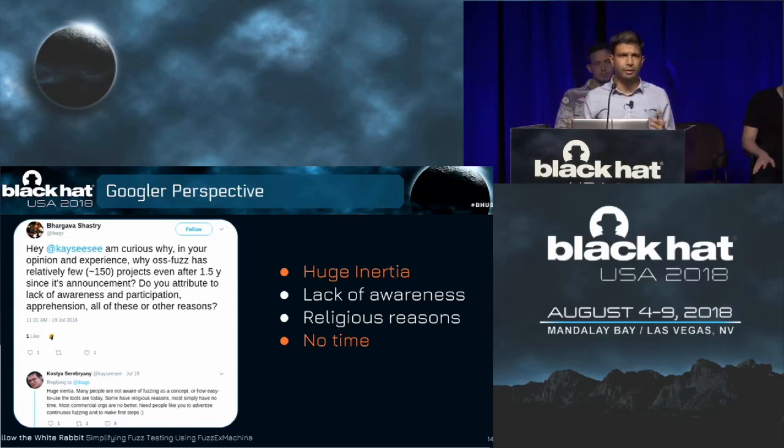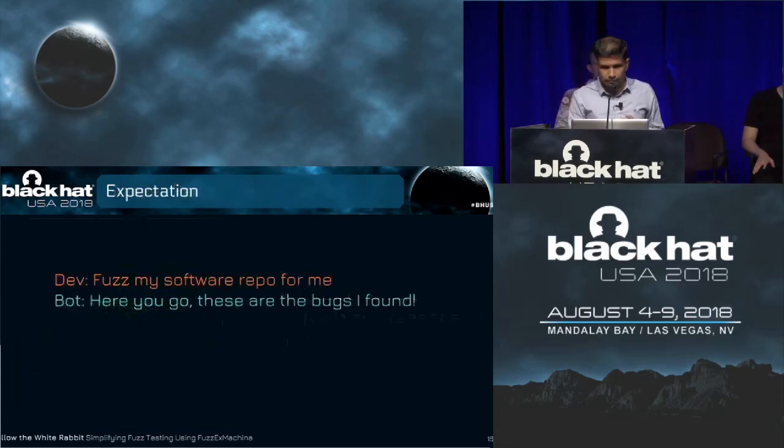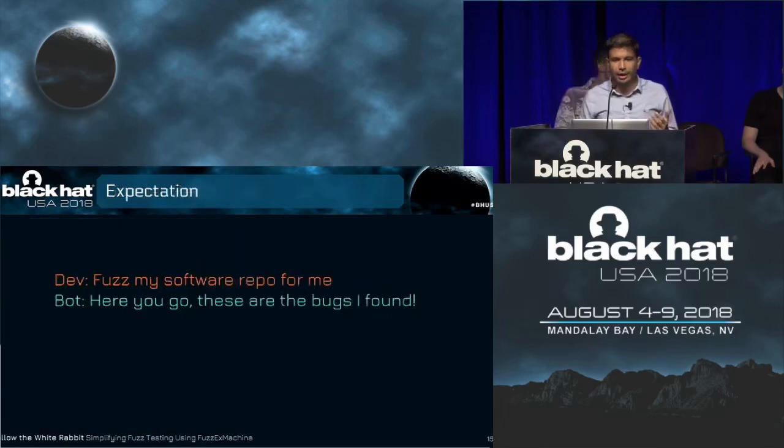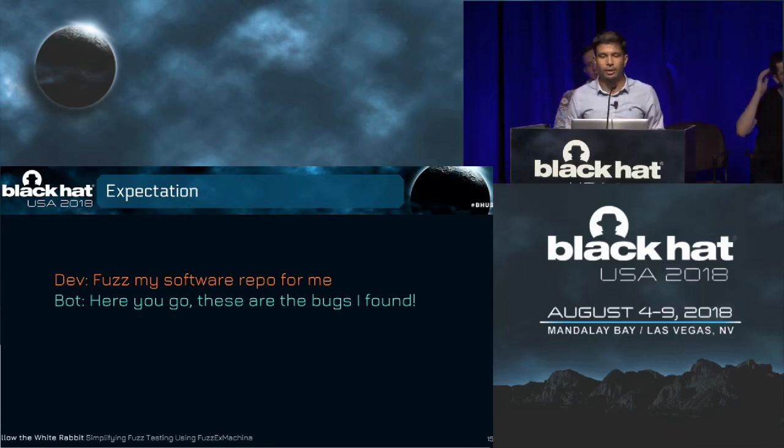So how can we make it easier for software developers to fuzz test the software that they care about? What I deciphered from my conversation with Kostya and my own experience writing test cases is that the developer expectation is that I provide these so-called fuzzing frameworks my GitHub URL, and the fuzzing bot or the fuzzing service says, okay, I take your URL and I give you the bugs that I found. So that's the developer expectation. I provide you the URL, you give me bugs, and we are done.